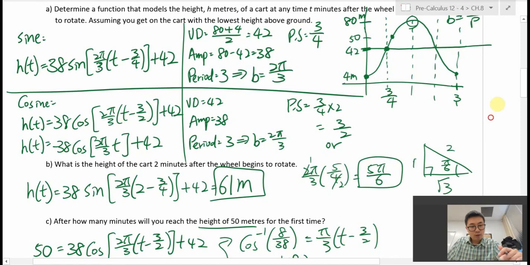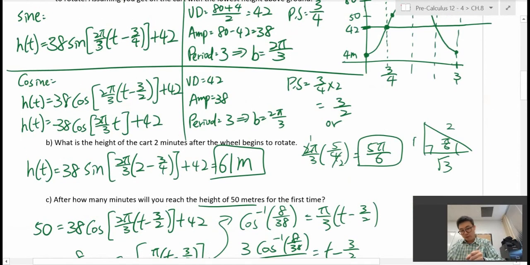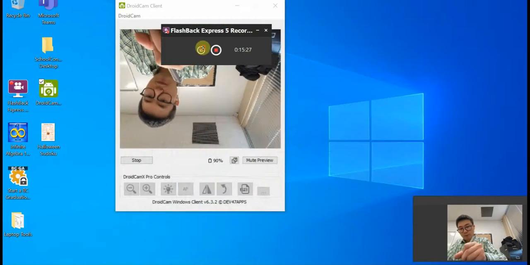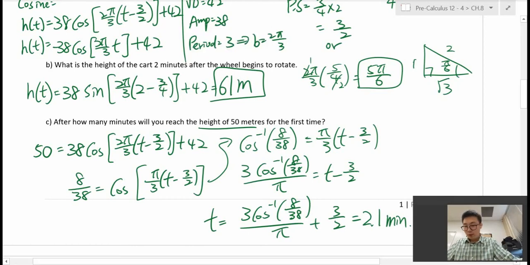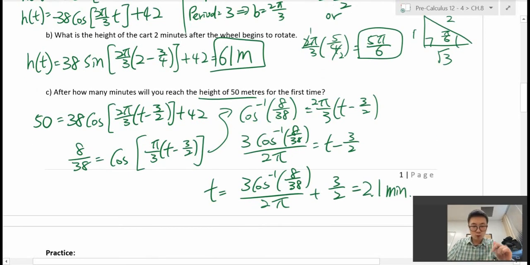Okay, 2.8 minutes. Let me see what happens here. Okay, so I found my mistake. This was 2 pi over 3 here. I don't know why all of a sudden it became just pi over 3. So it should be 2 pi over 3. Therefore, it should be 3 times that and divided by 2 pi. Okay, so if you do this, you should get 2.1 minutes.